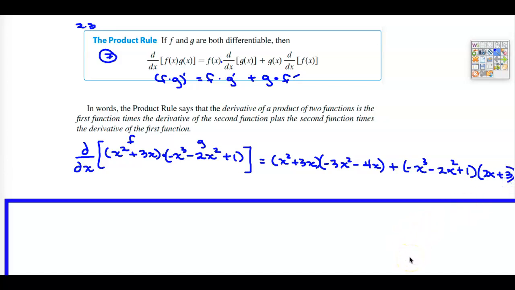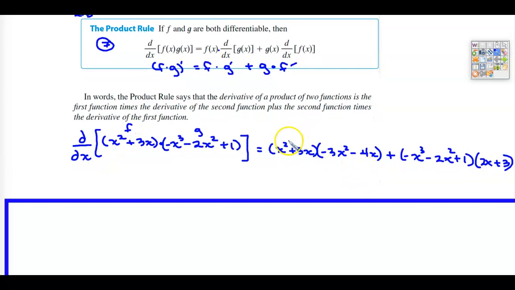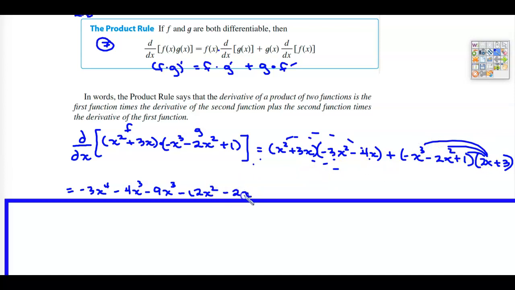And now let the fun begin, because in this case we have to multiply. So this equals, I'm going to squeeze here because I'm going to need space, but I'm going to have to distribute, distribute, distribute. So I'm going to get negative 3x to the fourth minus 4x to the third minus 9x to the third minus 12x squared. Then when I distribute here, here, and here, I'm going to get minus 2x to the fourth minus 4x to the third plus 2x minus 3x cubed minus 6x squared plus 3.